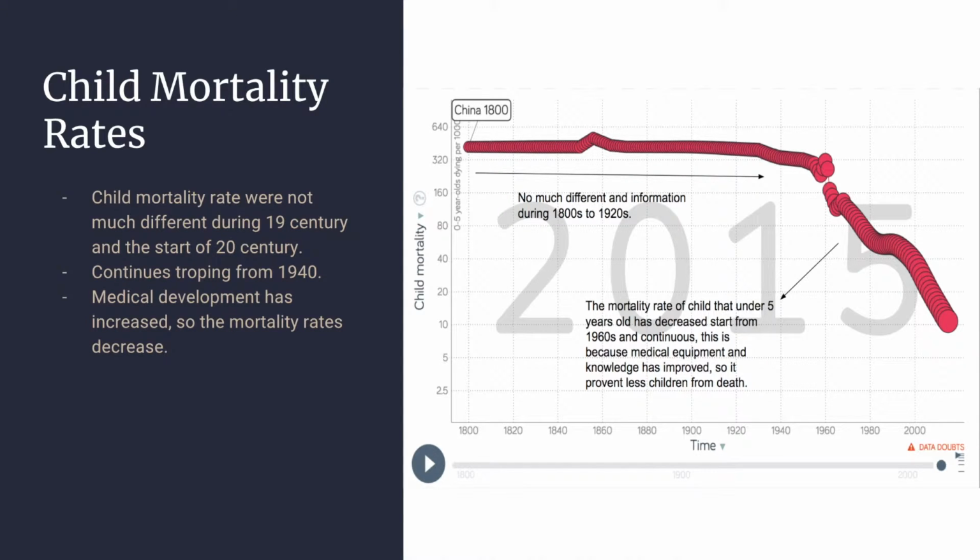Child death rate. The trend of child death rate is stable, but there was a drop from the 1940s till now. That's because the medical development in China has increased, so the mortality rate has decreased.